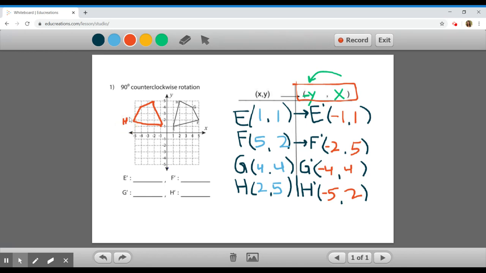It's a little tricky on my computer screen, but that does look like I turned it 90 degrees counterclockwise. All of the side lengths are the same, the angles look the same, so I'm confident that I got it right.